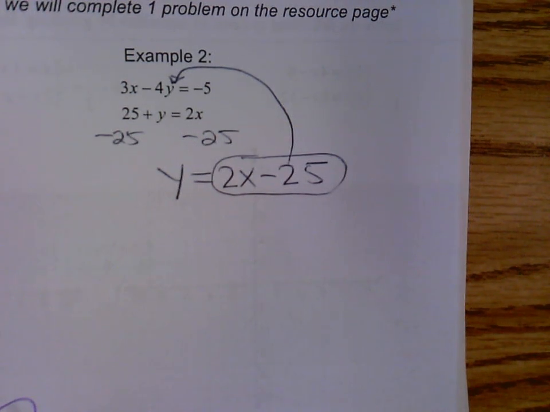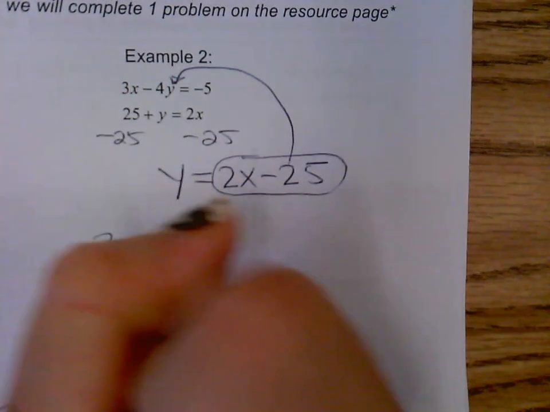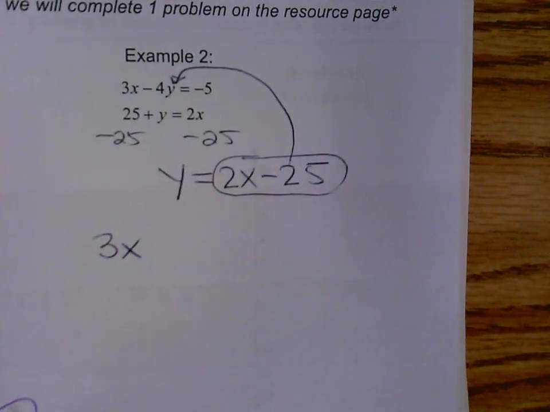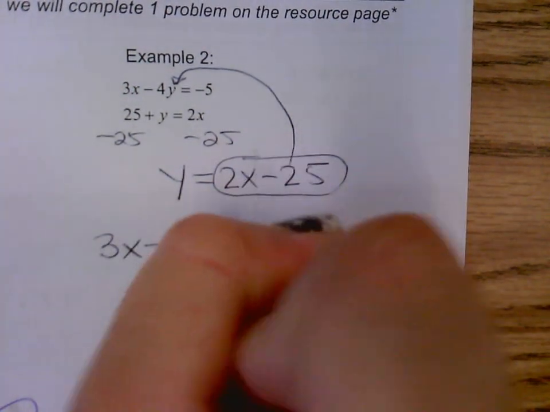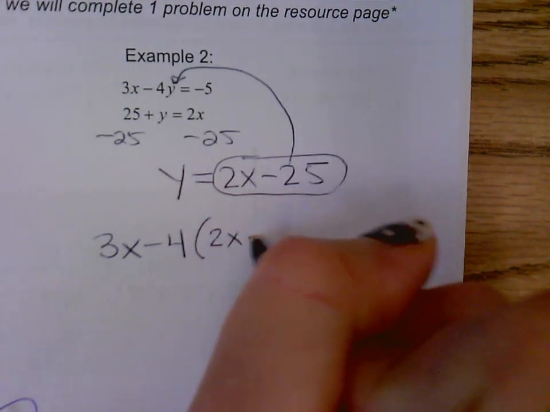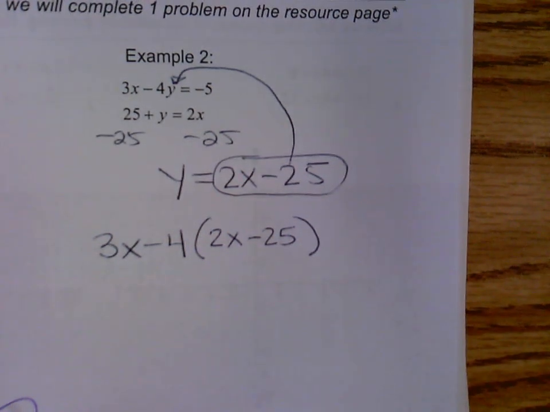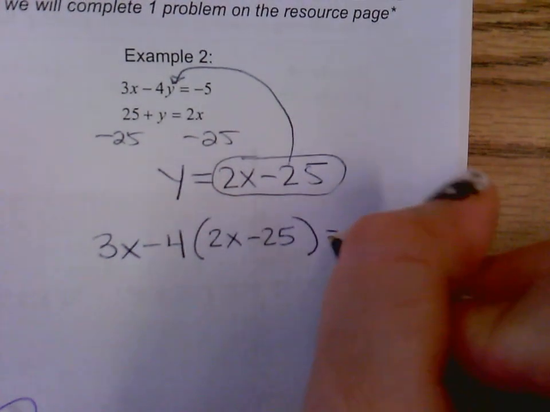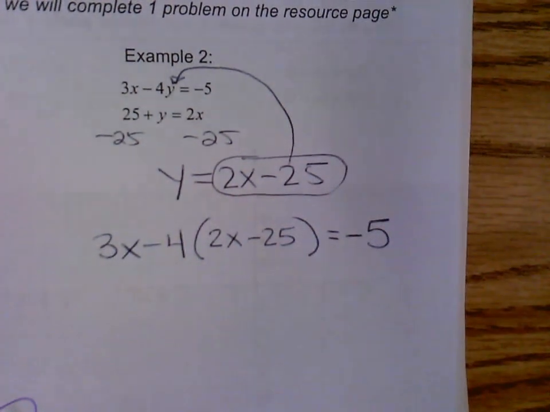So let's rewrite that top equation now. I have 3x still, so 3x. And then I'm going to still write that minus 4. In place of the y, I'm going to write parentheses 2x minus 25. So 3x minus 4y, and then equals negative 5, I still have to write. Equals negative 5.